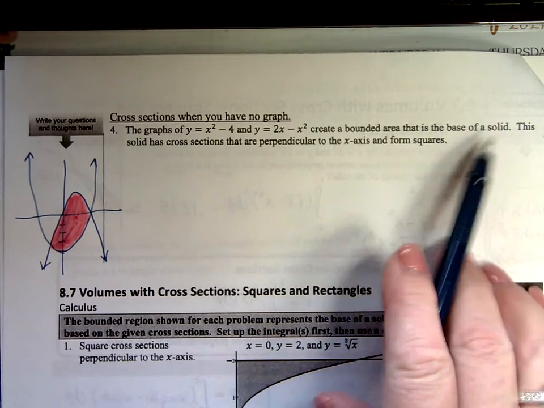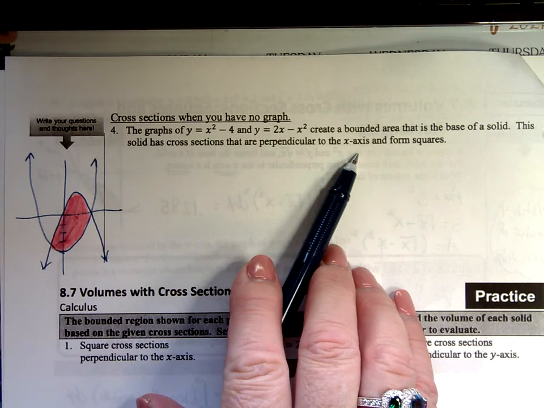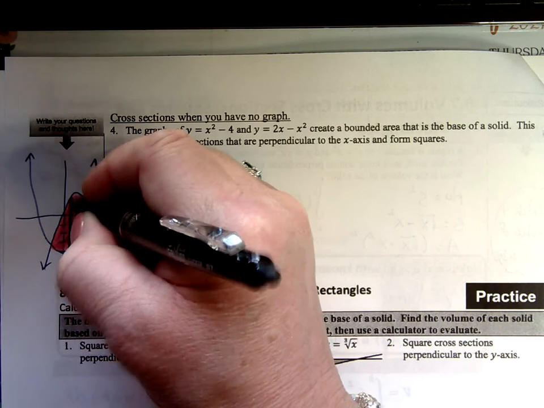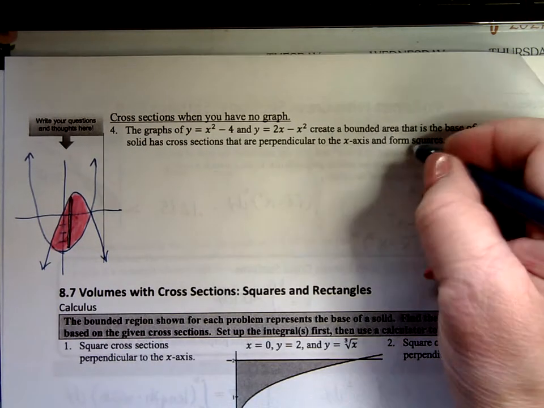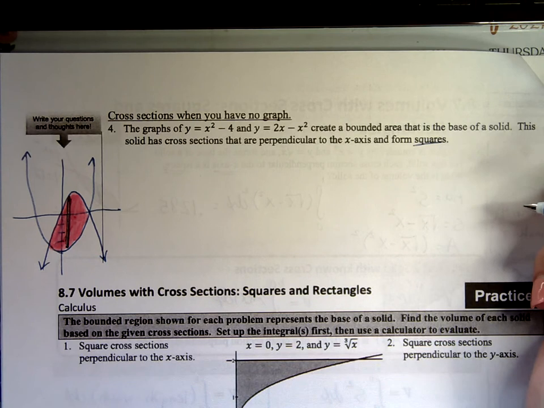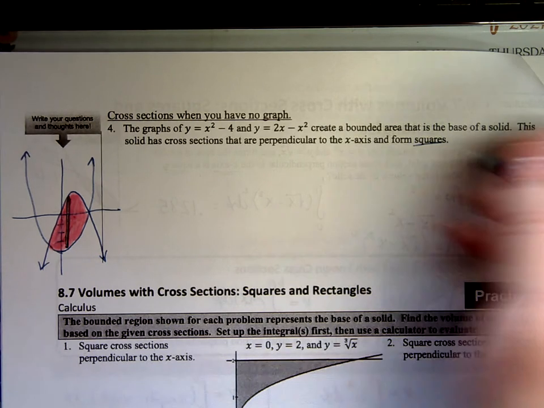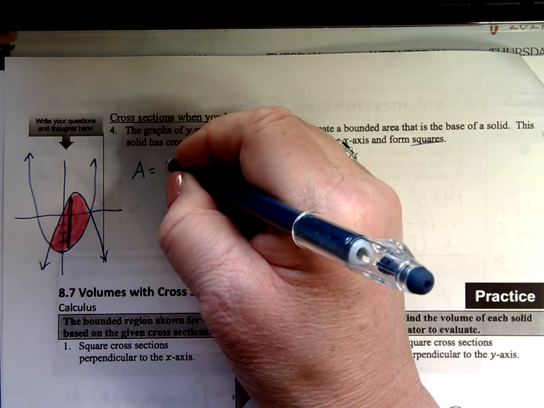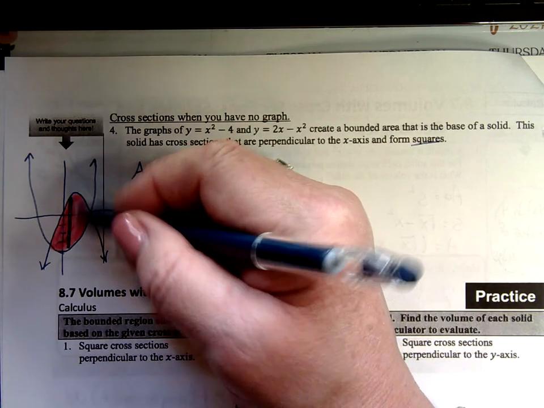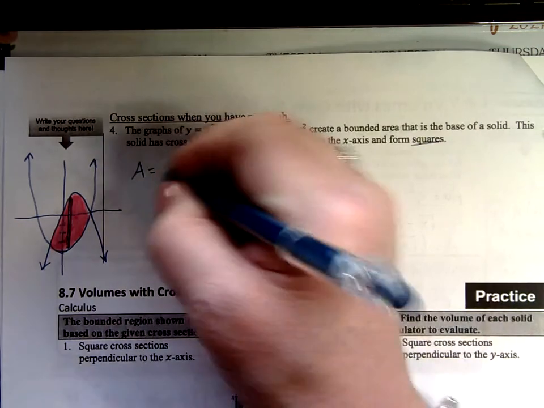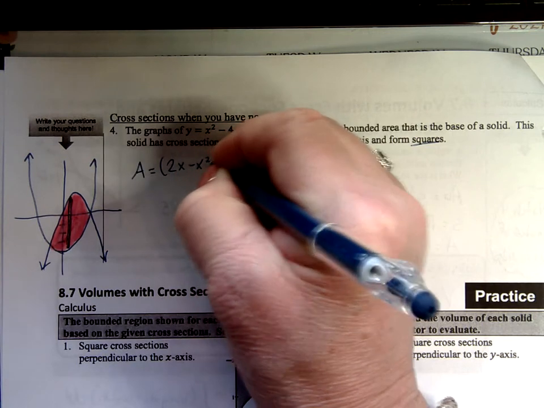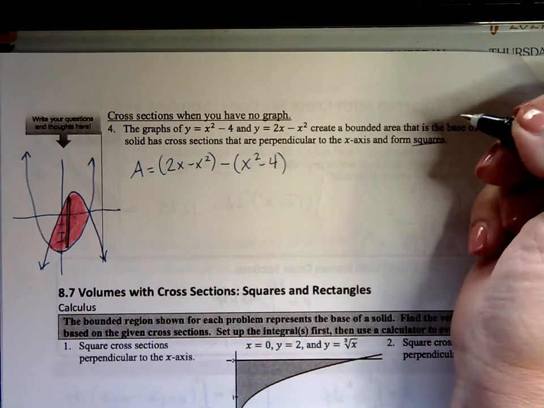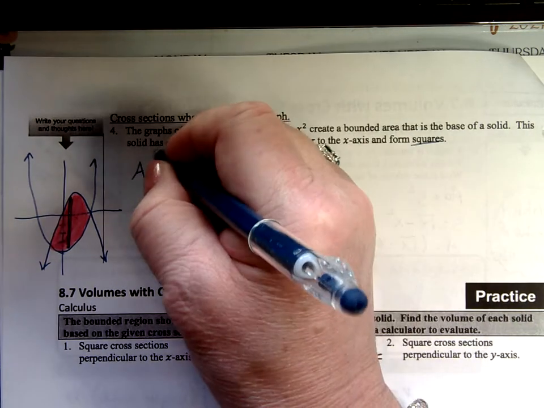The solid has cross sections that are perpendicular to the x-axis. That means that my representative rectangle is going this way, vertically. And they form squares. Okay. So I'm going to put this together. I want to know what the area is, right? The area is, for a square, whatever the side is, and that side has to be squared. So it's the top minus the bottom. The top is my unhappy parabola, 2x minus x squared, and the bottom is my happy parabola, x squared minus 4. Now it is that side squared.